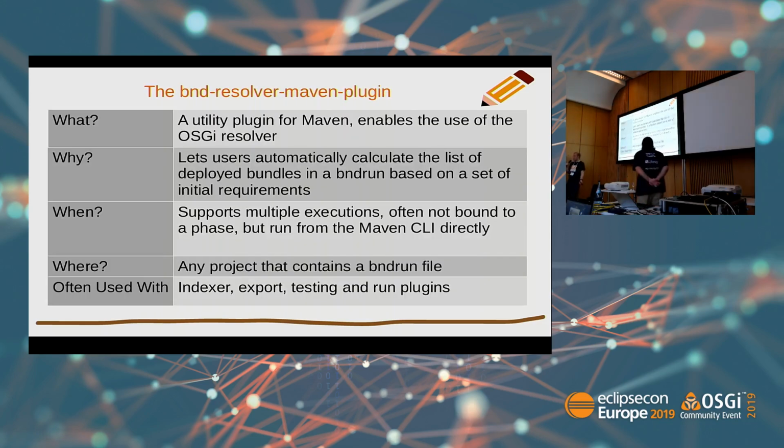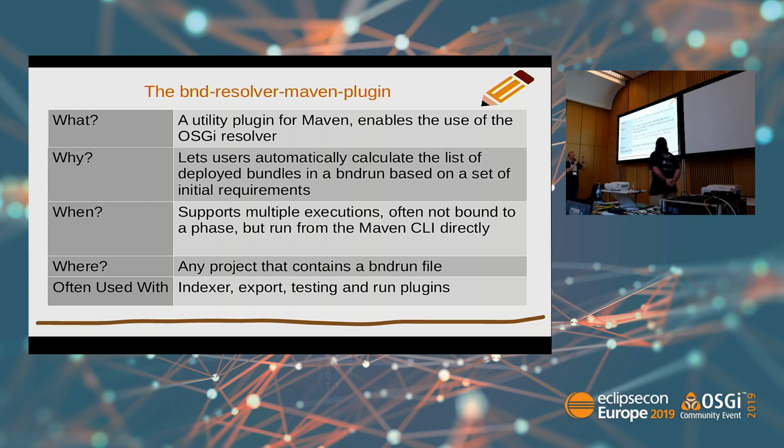So given we spent the time making some indexes, we thought probably it would be useful to be able to do something with them. So what we have now is the Bnd Resolver Maven plugin. This is something that is enabling the use of the OSGi Resolver in your build. That was something that you couldn't really do before. The OSGi Resolver was something that just worked at runtime and validated the deployment of your bundles in a framework. And we thought, actually, you can do cool things with it if you've got access at build time.